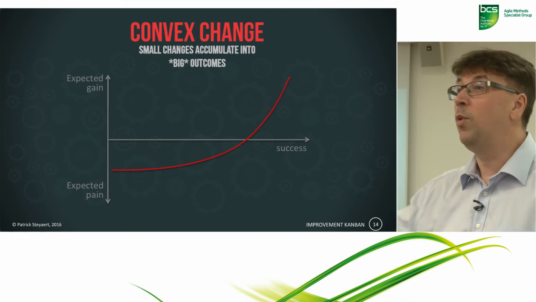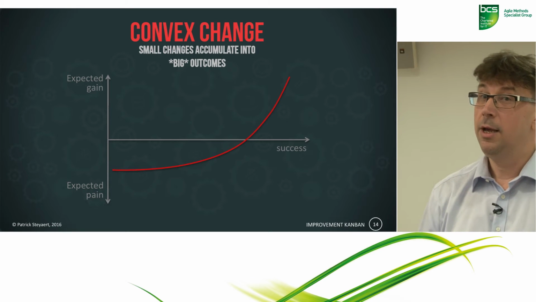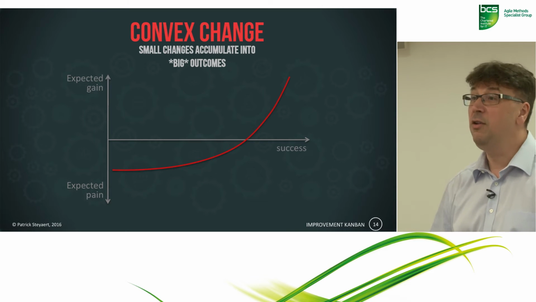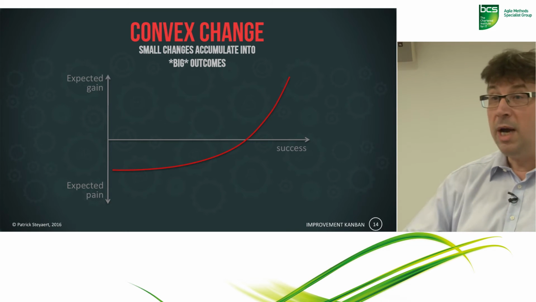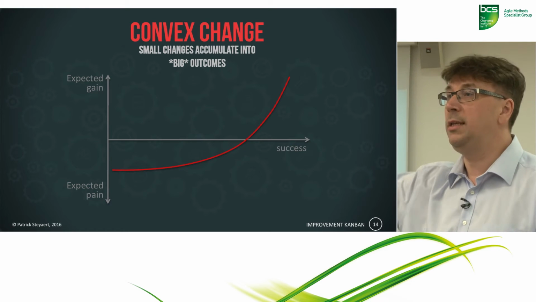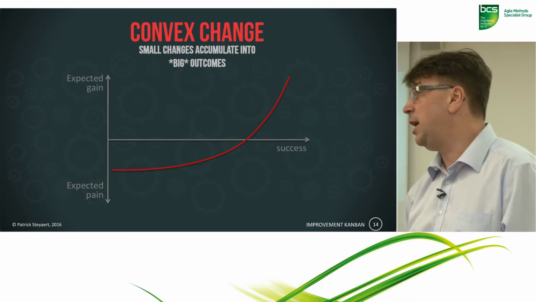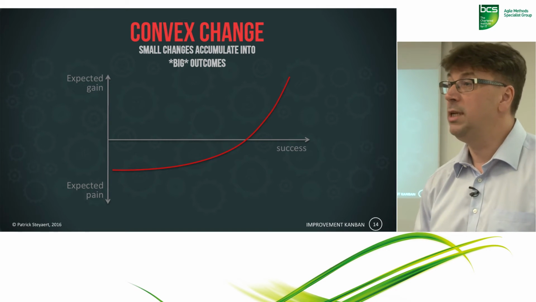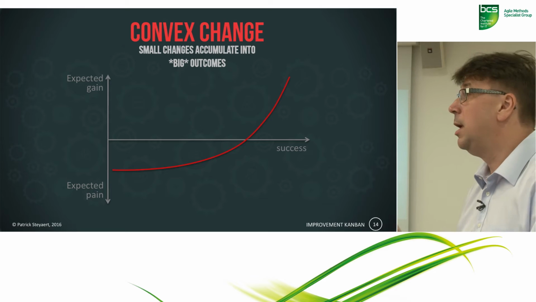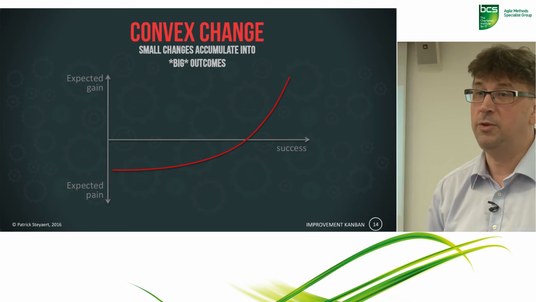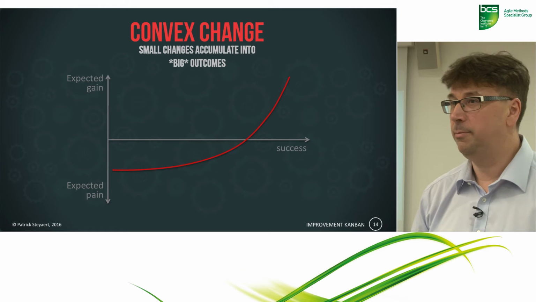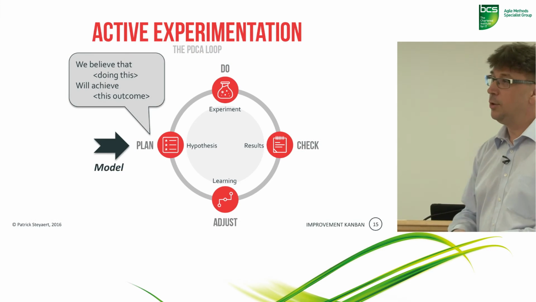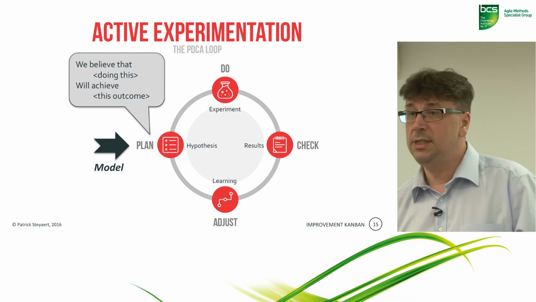So obviously what we want is a convex change, a change where small changes can accumulate into big outcomes. If the change is successful, and it might be many small changes, they accumulate into big outcomes. Often I feel that a large part of the problem is that most people are not familiar with and haven't experienced this type of change, so they don't believe in it. So convex change is typically supported by a learning process.